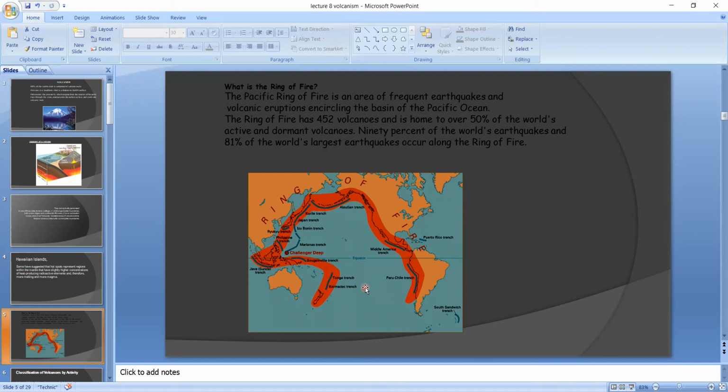So the ring of fire has 452 active volcanoes, and most of the earthquakes, around 90% of the earthquakes, of them 81% of the world's largest and most intense earthquakes occur at this place, which is why this is called the ring of fire.